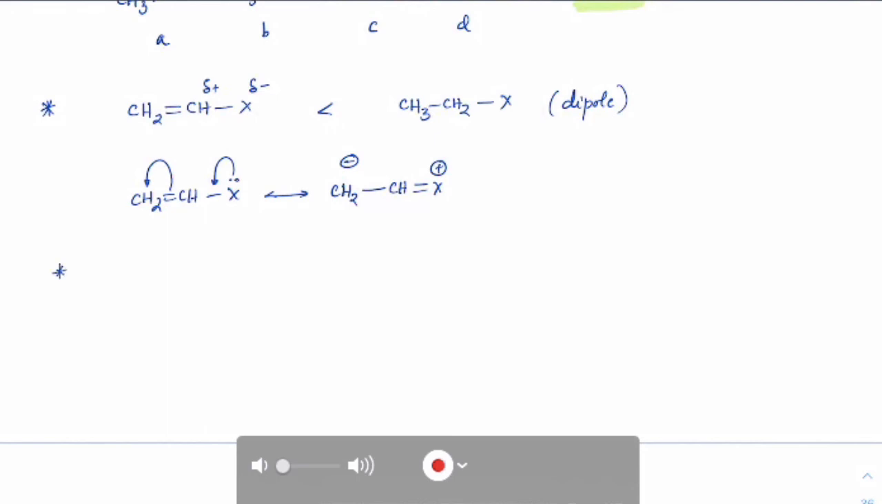The same logic is applied even if you take phenyl chloride versus cyclohexyl chloride. So dipole moment would be more here.